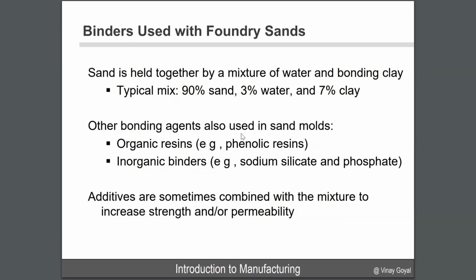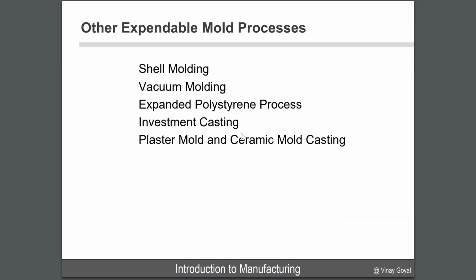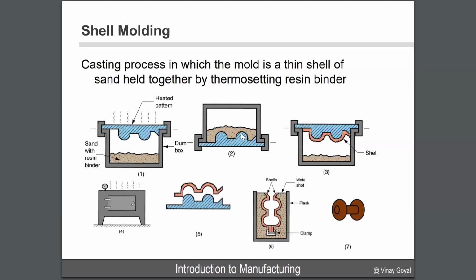There's also something called binders with foundry sands, and the idea here is that you have a mix of sand, water, and clay. That is typically the composition. You can use bonding agents like phenolic resins, sodium silicates, and phosphates, and you can also add additives to this process. There are other expendable mold processes. The book goes into extensive detail in the introduction to manufacturing, where they talk about shell molding, vacuum molding, polyester processes, investment casting, and plaster molding. Those are the ones that you will see, and he'll provide some examples of that.